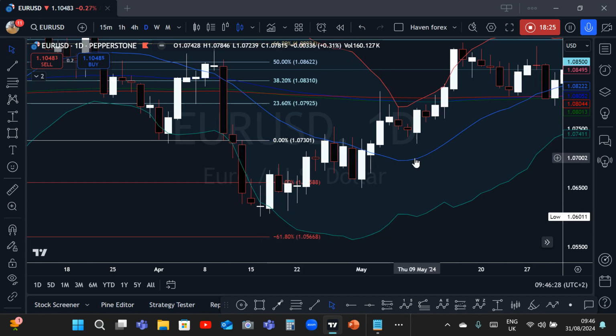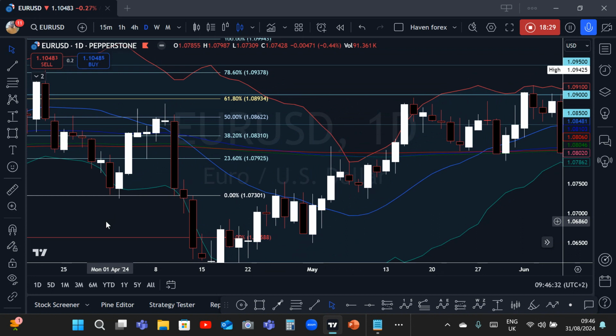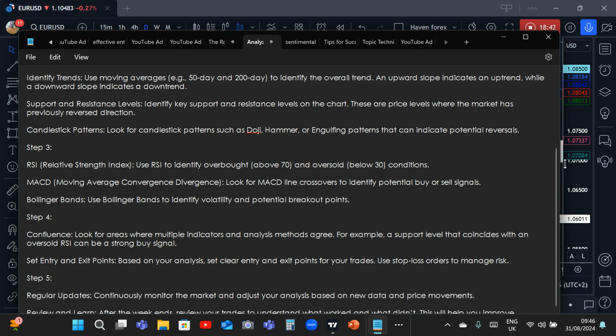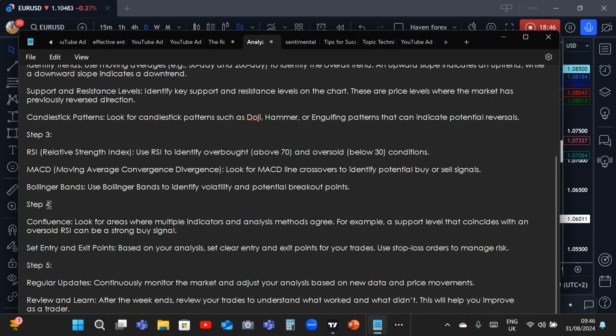It is an indicator that is free. All you need to do is type Bollinger Band, plot it, and continue to use it. All right. So it's free. You don't need to pay for it.